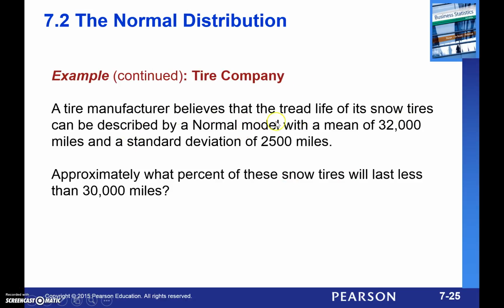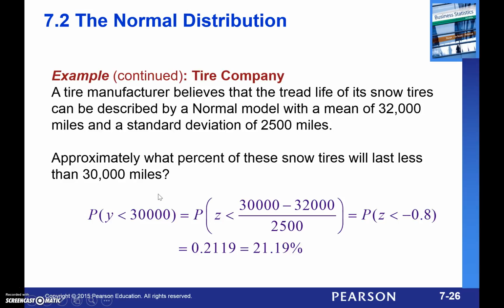So a tire manufacturer believes that the tread life of its snow tires can be described by a normal model. Same problem. Our mean is 32,000 miles, our standard deviation is 2,500. Approximately what percent of these snow tires will last less than 30,000 miles? So notice 30,000 is less than 32,000, so our z-score is going to be negative right away, because we know that this is to the left of this. And less than, that is the symbol we want to read our number right from the table. If it's less than, I can just take that table number and work with it.